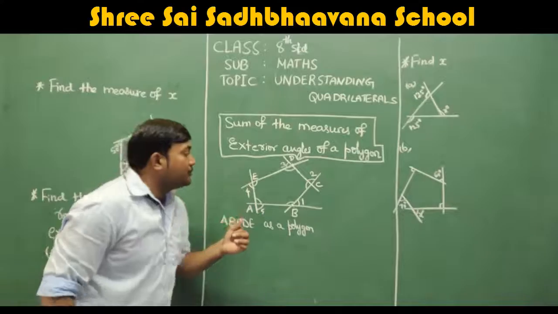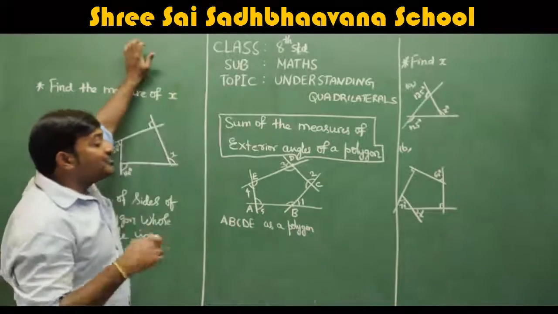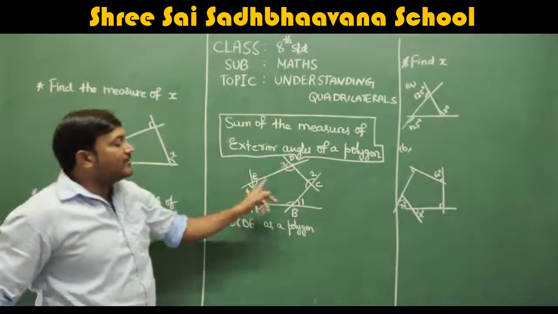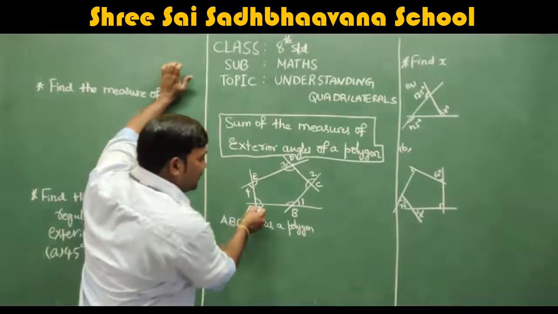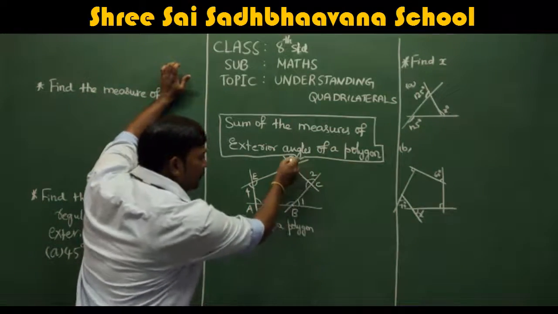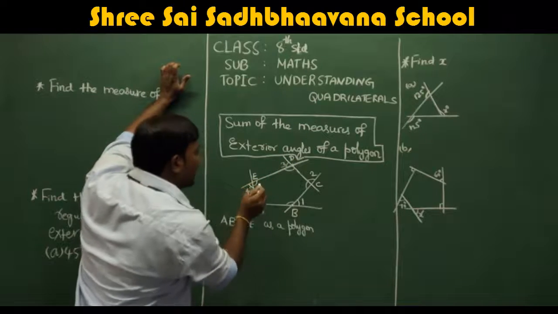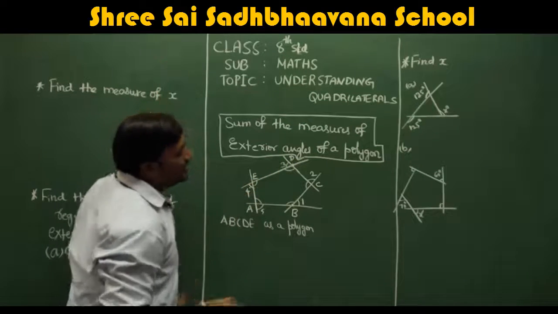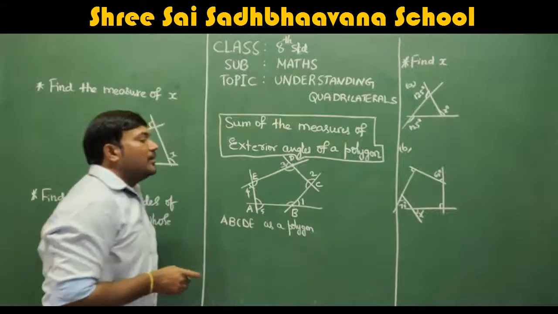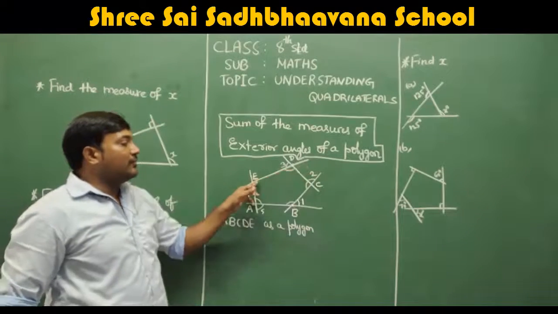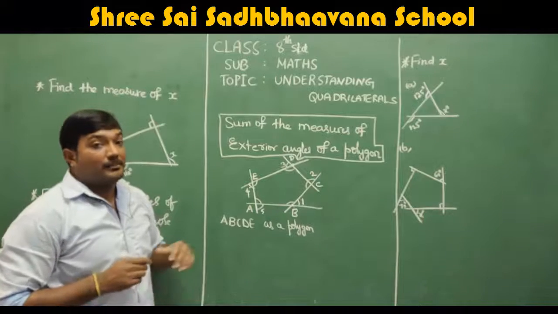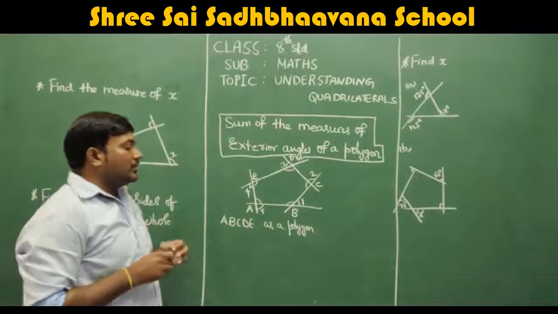Now what are the exterior angles of the polygon? These are the interiors of the polygon and these are the exterior angles of the polygon. See here, 1, 2, 3, 4 and 5. These are considered the exterior angles of the polygon. Remember, for exterior angles I mentioned the numbers, for interior angles I didn't mention the numbers. So don't get confused with that.